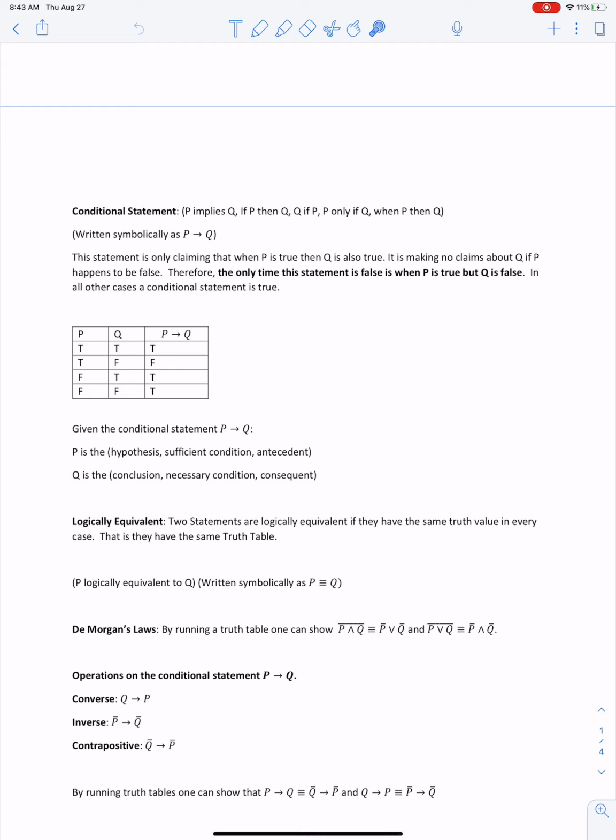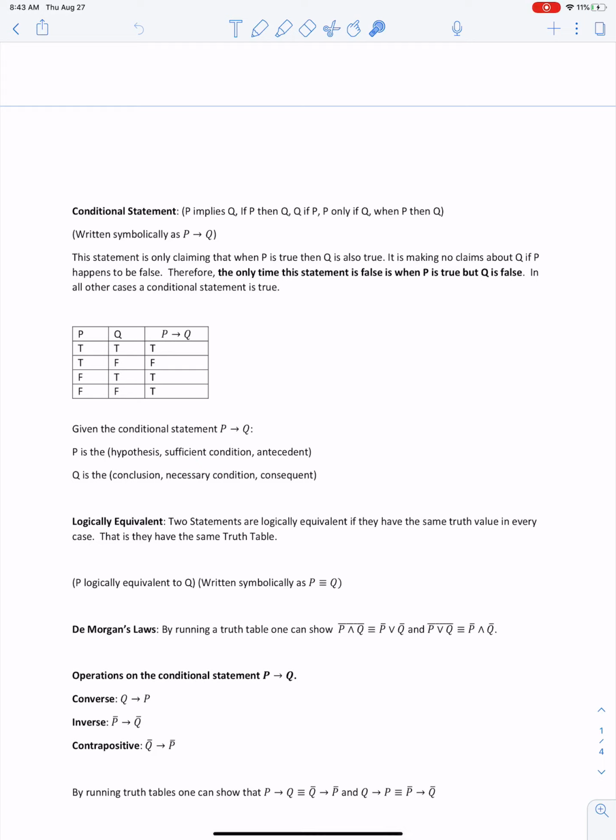All right, there's also this concept of logically equivalent. Two propositions are logically equivalent in case they have the same truth value in every possible case. And if they are logically equivalent, then we use a 3-bar equal sign to indicate that. So that's read P logically equivalent to Q.